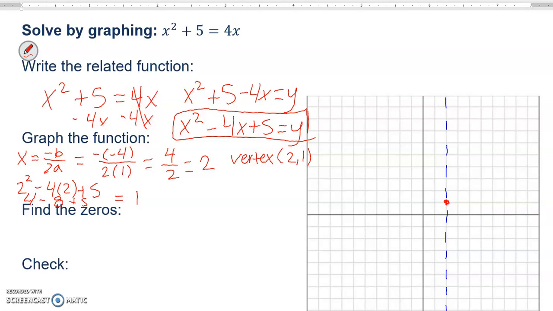And now we're going to start finding other points. So let's try 1. So let's put a 1 into our equation. So 1 squared minus 4 times 1 plus 5. So 1 squared is 1 minus 4 is negative 3 plus 5 is 2. So that equals 2. So 1, 2 is our next point. So over 1, up 2.